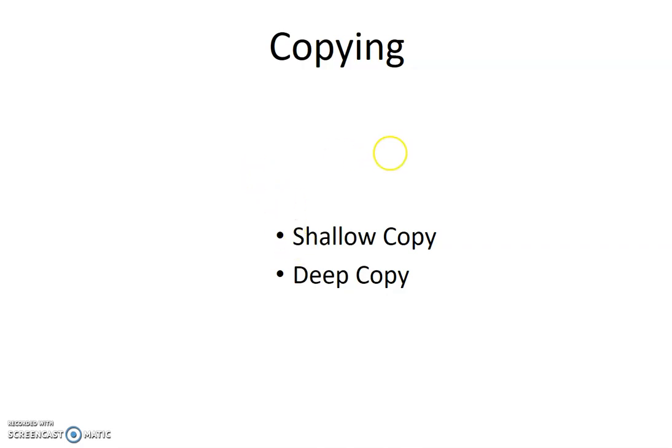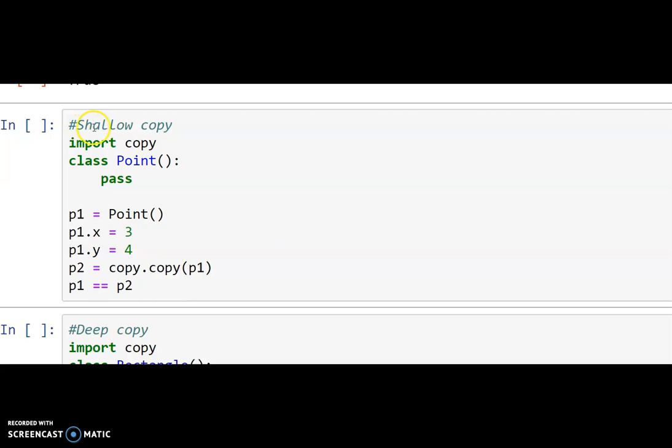Or we can also simulate the work of a shallow copy and a deep copy. We'll just see how these copying techniques work. So here is an example for the shallow copy. What we are doing here is importing copy, and we created a class Point and we have invoked the init method of this class.